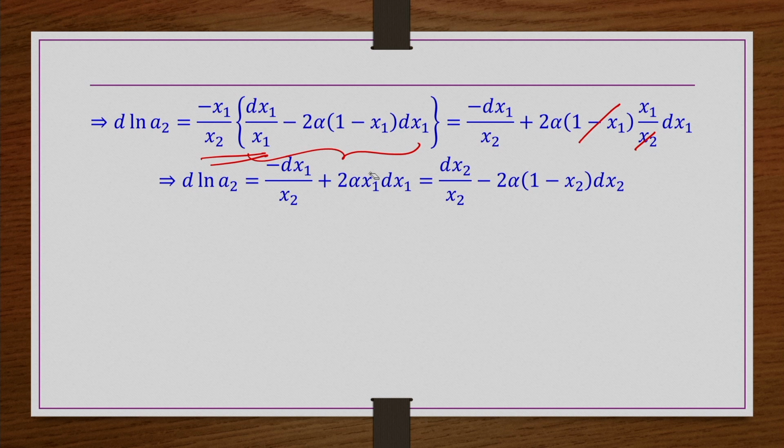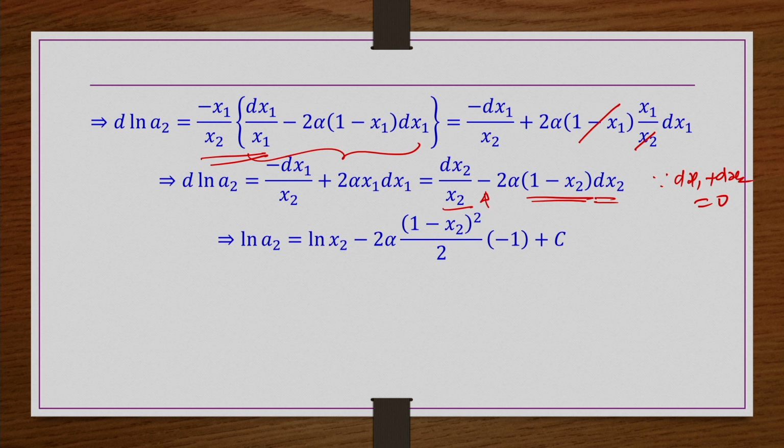right. So, d ln A2 is equal to minus dx1 by x2 plus 2 alpha x1 dx1. This minus dx1 I am writing as dx2. So, dx2 by x2 minus 2 alpha (1 minus x2), I am writing for x1, and then in place of dx1 I am writing minus dx2. That is the reason we are getting minus here, because for a binary system dx1 plus dx2 is equal to 0. So that it can easily be integrated, that is the purpose we are writing in terms of any one. So, in terms of x2 we are writing.